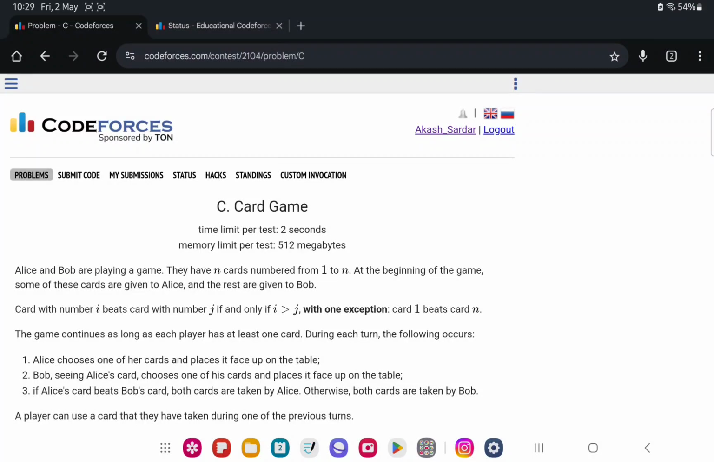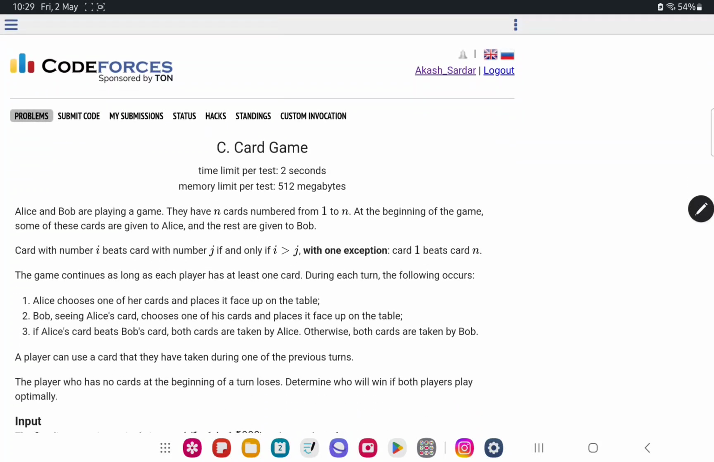Today let's discuss this Codeforces Educational Round 178 problem C, Card Game. This is a classic Alice and Bob problem where we are given n cards numbered from 1 to n. At the beginning of the game, some of these cards are given to Alice and the rest are given to Bob.